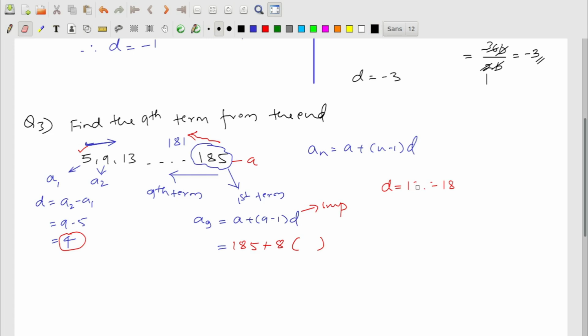So here we know this common difference d is equal to a2 minus a1. So this 181 is our second term here, right? Because it starts from 185. 185 is your first term, and then 181 is your second term. So the common difference is 181 minus 185, which is equal to minus 4, right?